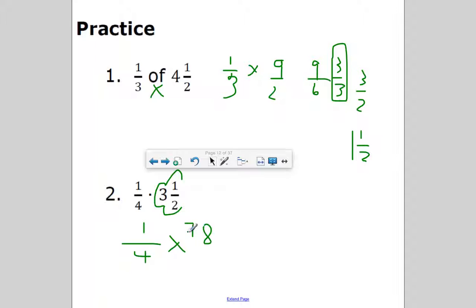3 times 2 is 6, plus 1 is 7/2. Multiply the numerators, 7, and multiply the denominators, 8, and the answer is 7/8. Can I turn this into a mixed number? I see kids turn that into a mixed number. No, this is just a regular fraction. Only if it's an improper fraction do you turn it into a mixed number.